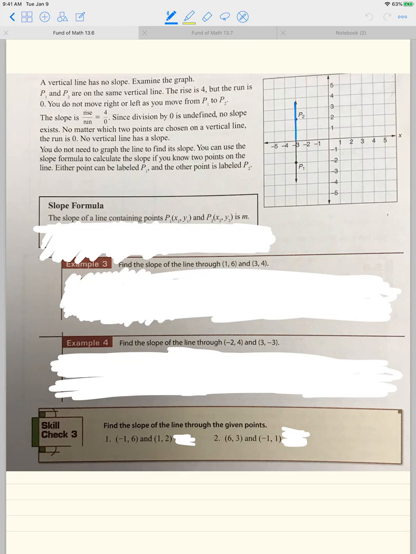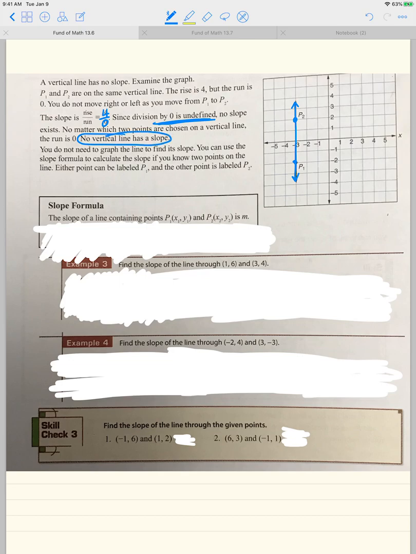A vertical line has no slope. Okay, no slope. P1 and P2 are on the exact same vertical line. The rise is 4, but the run is 0. You don't move right or left as you move from P1 to P2. So when we write rise over run, we get 4 over 0. Division by 0 is undefined, so no slope exists. We cannot divide by 0. No matter which 2 points are chosen on a vertical line, the run is 0. No vertical line has a slope.